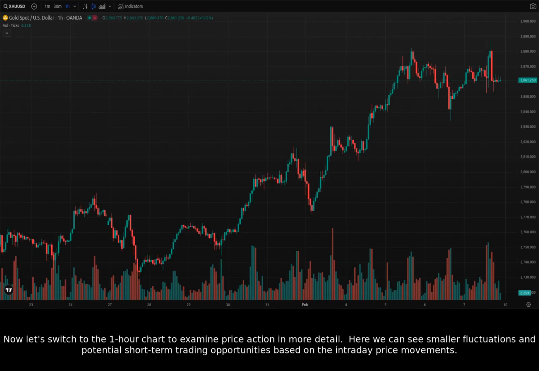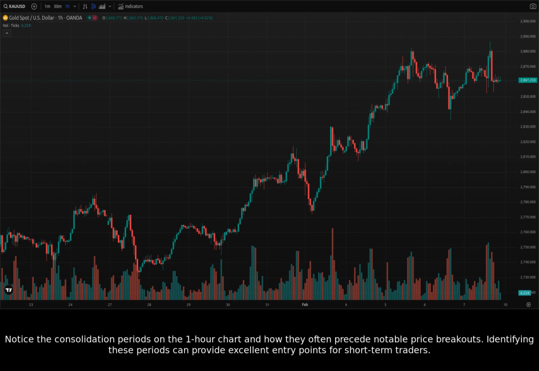Now let's switch to the 1-hour chart to examine price action in more detail. Here we can see smaller fluctuations and potential short-term trading opportunities based on the intraday price movements. Notice the consolidation periods on the 1-hour chart and how they often precede notable price breakouts. Identifying these periods can provide excellent entry points for short-term traders.